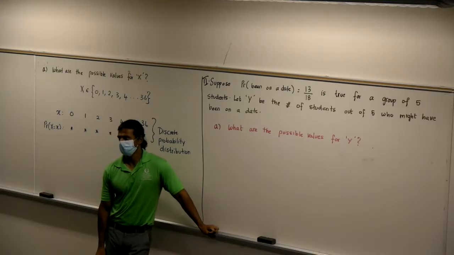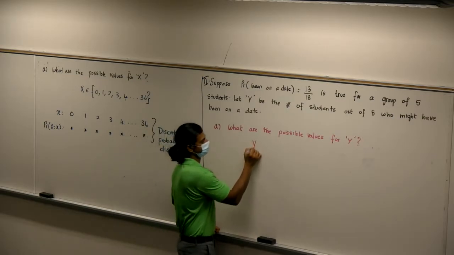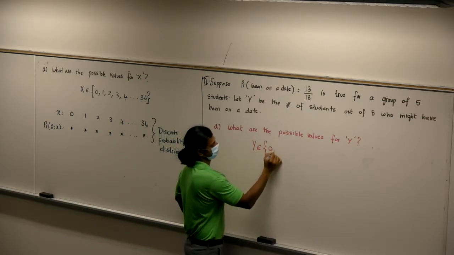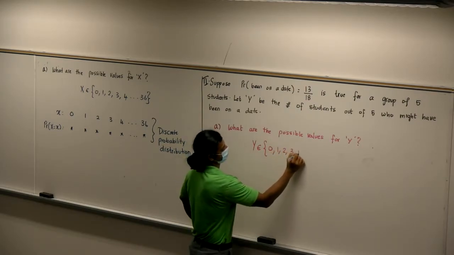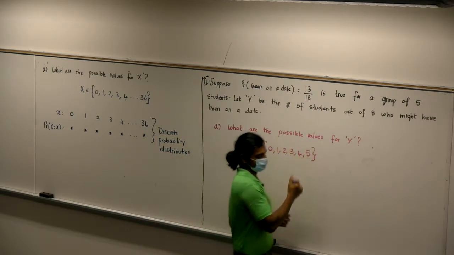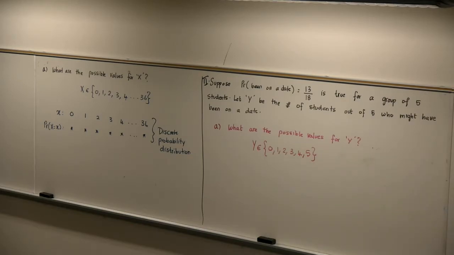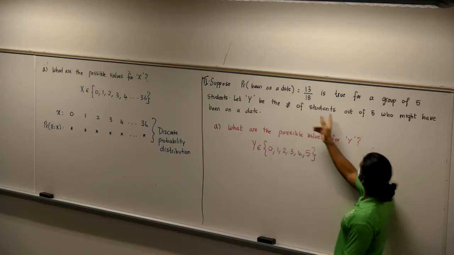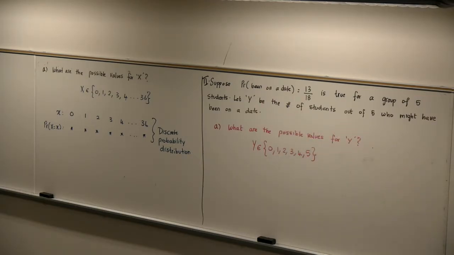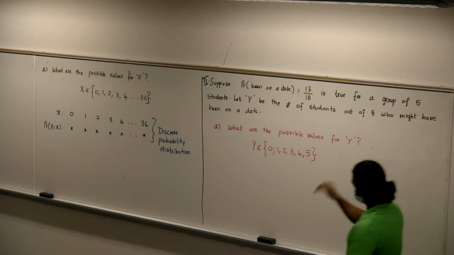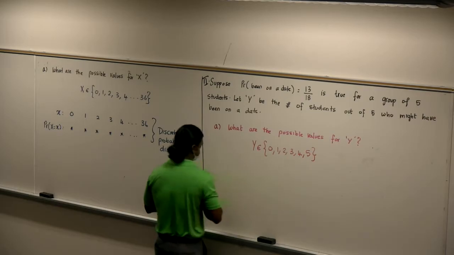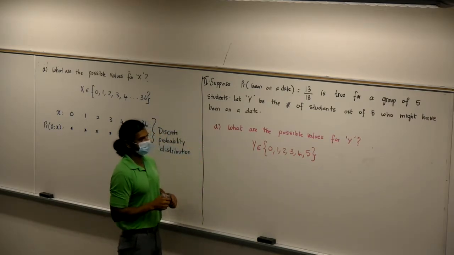What are the possible values for y? 0 through 5. None of the 5 end up guessing a date, or exactly one of them would, or all 5 of them would, because y measures the number of students out of the 5 who might have been on a date. So our objective is to find that discrete probability distribution.